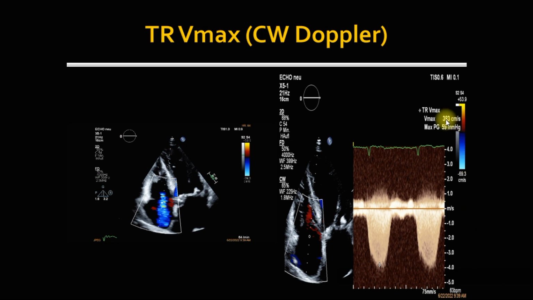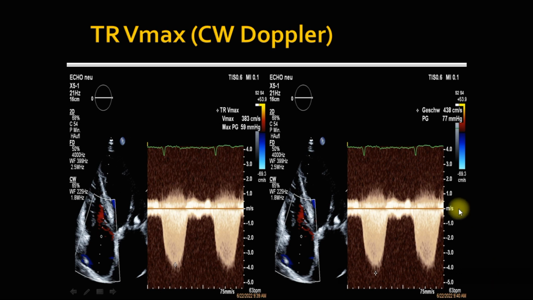You can calculate it one more time. The machine has already made the calculation. 3.8 squared: 3.8 multiplied by 3.8, then multiplied by 4, we will get 59 millimeters of mercury.